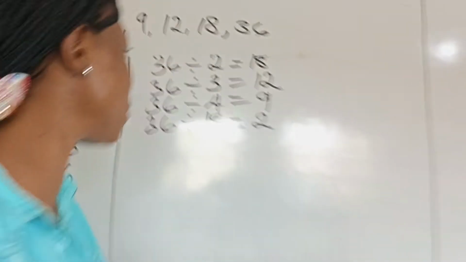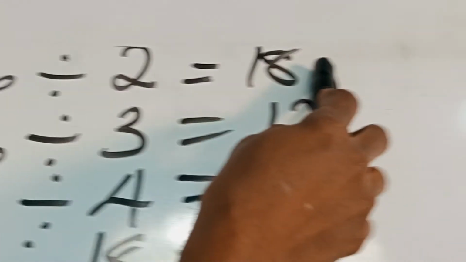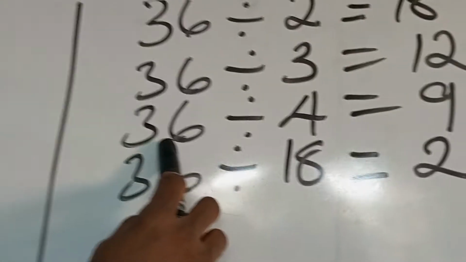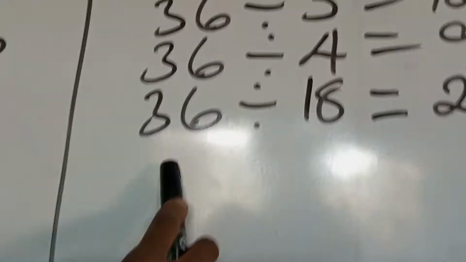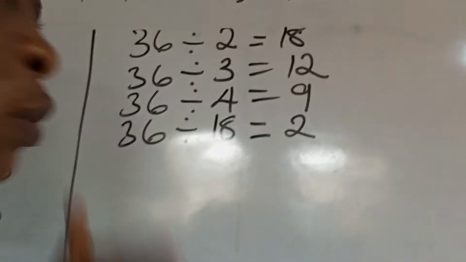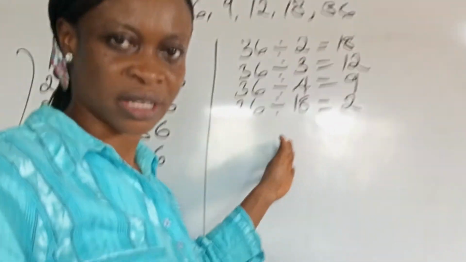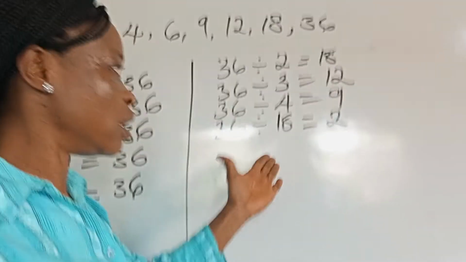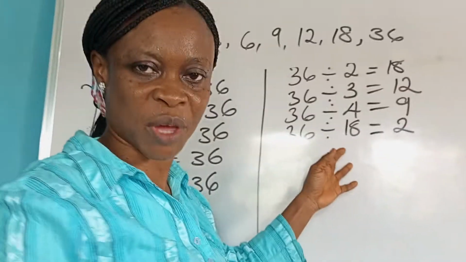Now let's look at the board. 36 divided by 2 is 18. 36 divided by 3 is 12. And then 36 divided by 4 is 9. And then finally, 36 divided by 18 is 2. We're going to illustrate more on this. I want to draw some images or diagrams that look like people.